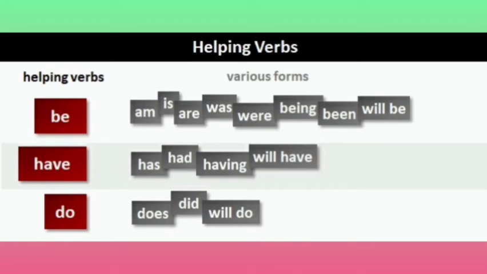Open page number 38 and look at the chart. Here also you can see the chart of the helping verbs. For be family, am, is, are. For the past form, was, were, being, been, will be. Have family, has, had, having, will have. Do family, does, did, will do. Okay, these are some various forms. In page number 38, you can see the same chart. Okay, so what are now the helping verbs?